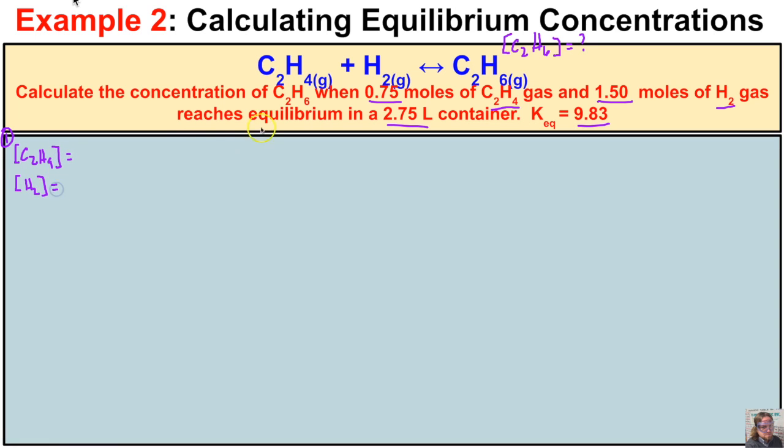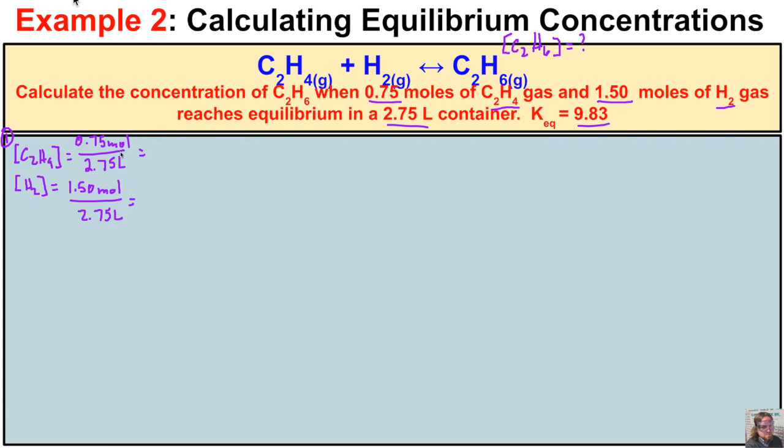So, if we take a look, we're given the number of moles of C2H4 gas, and we're given the number of moles of H2 gas, and we're given the volume of our container in liters. So you guessed it, we can figure out the concentration quite simply. We can calculate the molarity. So we have 0.75 moles of this in 2.75 liter container. We have 1.5 moles of hydrogen gas in 2.75 liter container.